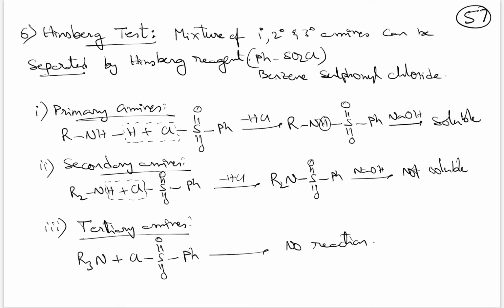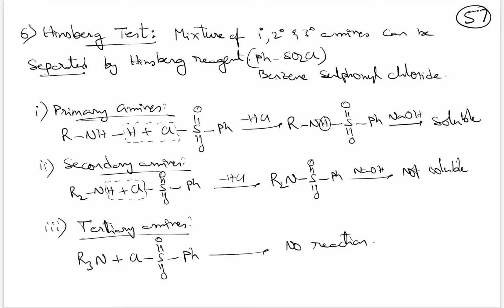Then the Hinsberg test. In a Hinsberg test, you will be identifying a mixture of primary, secondary and tertiary amines. You see here, the carbylamine test is for identification of primary amines from the secondary and tertiary amines. And the Hofmann mustard oil test is also for the identification of primary amines from secondary and tertiary amines. Whereas by the Hinsberg test, you can distinguish between secondary and tertiary amines also. Even by the nitrous acid test, you can distinguish secondary and tertiary amines, but both of them will be giving a yellow oily liquid. Okay.